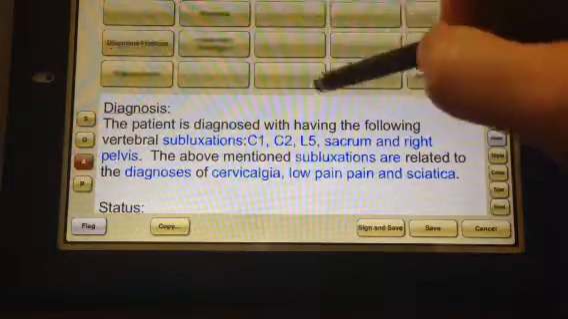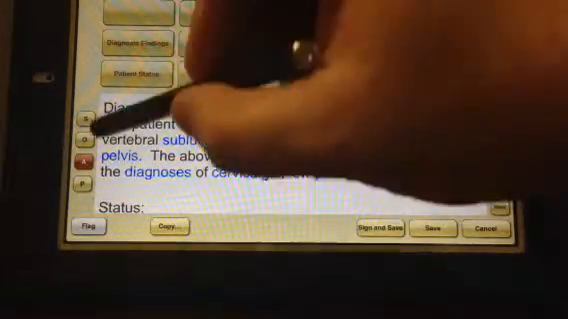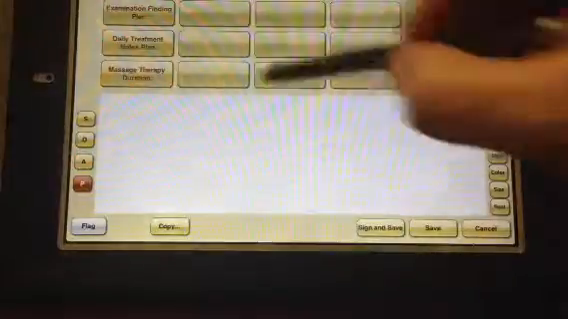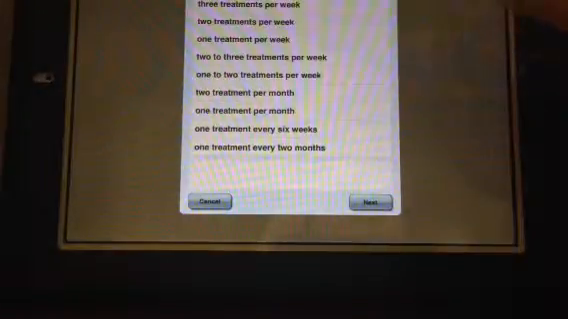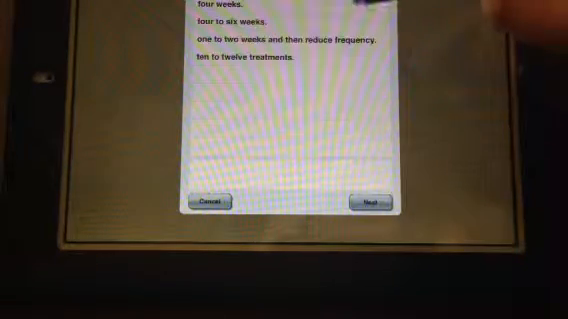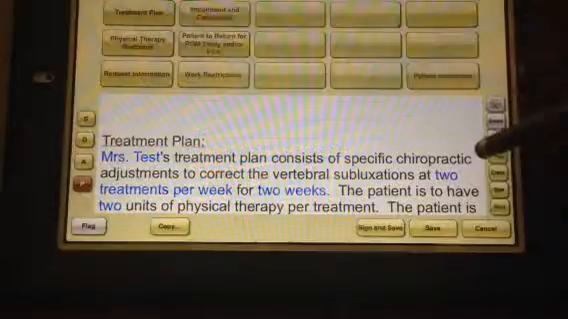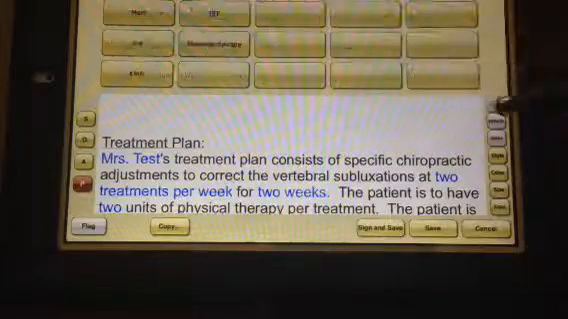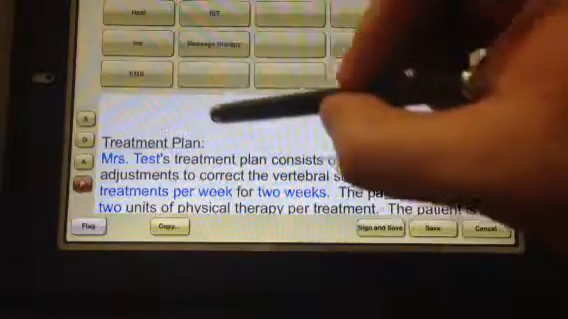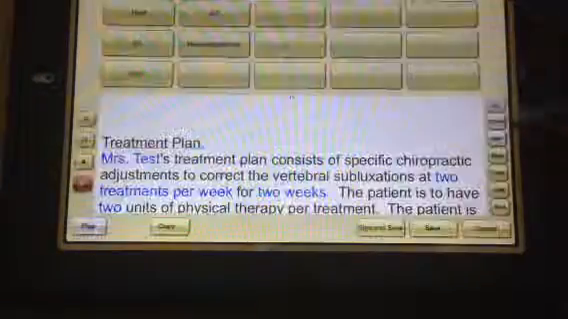We're going to come out of here under progress. We can't do progress since you just started. We're going to go under plan, under examination plan. We're going to introduce the treatment. We're going to say we're going to treat him, let's say, twice a week for 2 weeks. And we're going to do 2 units of physical therapy per visit, 2 units of massage per visit. And from there, we're going to say the rationale for physical therapy, why we're doing heat, why we're doing muscle stim, why we're doing massage.